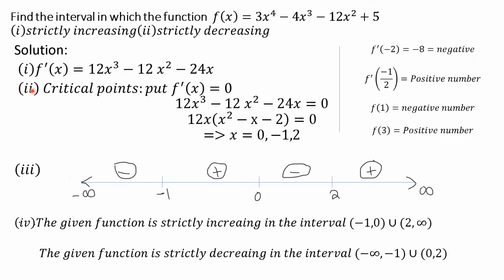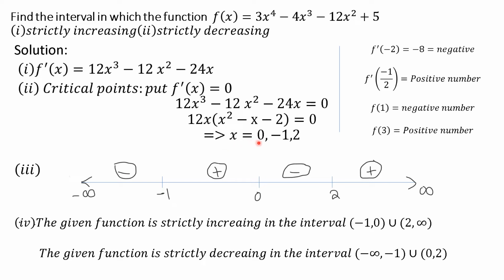In the next step, equate f dash of x to 0. Equating f dash of x to 0, you will get this. In all these terms, 12x is common. Take it outside. The remaining is x square minus x minus 2. Factorizing x square minus x minus 2, you will get x plus 1 into x minus 2. In the second step, x is equal to 0, x is equal to minus 1 and x is equal to 2. The function starting with x cube means you will get 3 roots.